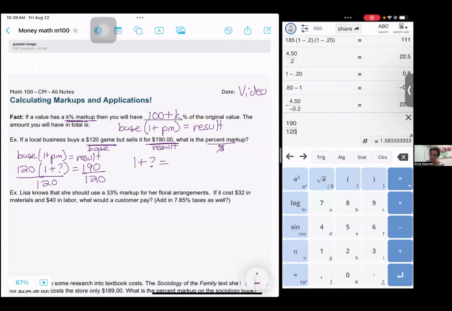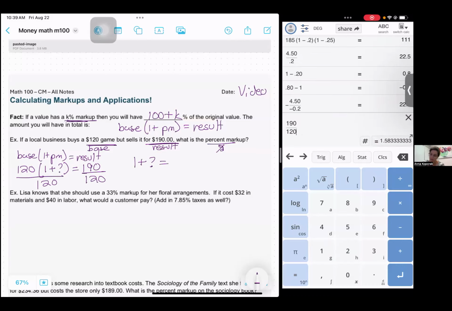Okay, so we're actually going to do 2 markups. We're going to do a markup based on the markup for the business, and then we're also going to do the markup that is taxes. Okay, so let's see what we got. We first need the base price of the flowers. Base is going to be equal to $32 in materials and $40 in labor, gives us $72. Wowee, flowers are expensive, aren't they? I hope it's a big arrangement.